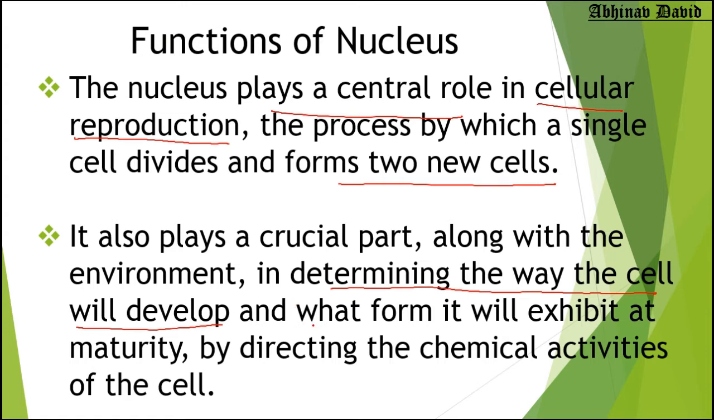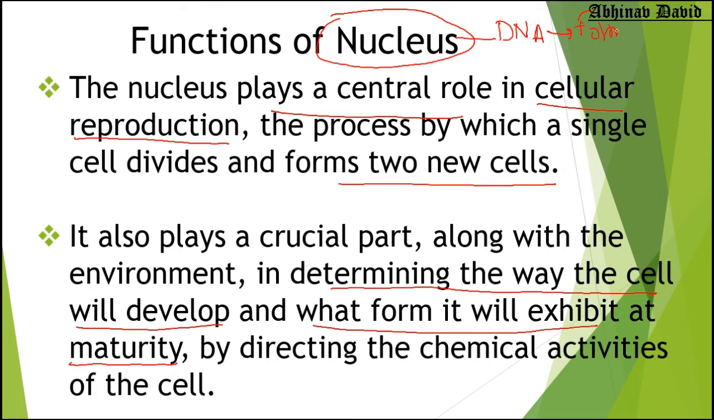And what form will it exhibit at maturity? It means what type of cell will it be forming? Now our bone cell is different and blood cell is different, but they are all formed from a single cell, that is the zygote. Muscle cell is also there. So we have different types of cells, and they are formed from a single cell. And who is controlling the formation of these cells? The nucleus. Why? Because the nucleus has DNA, and this DNA contains information.